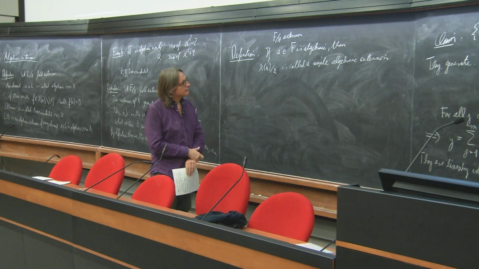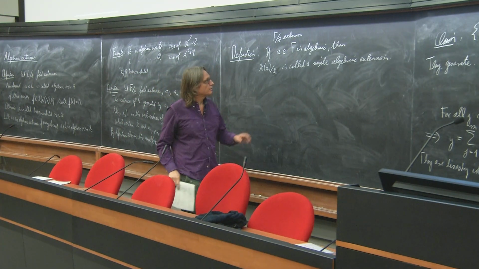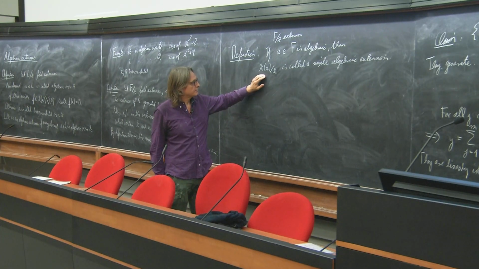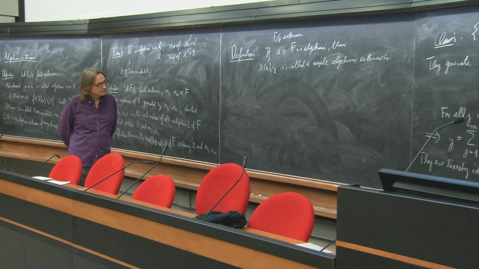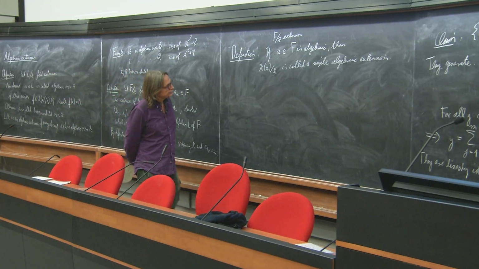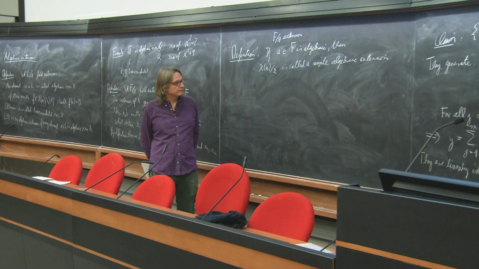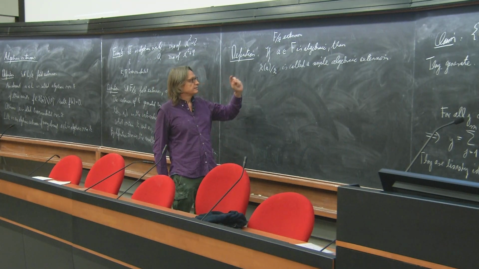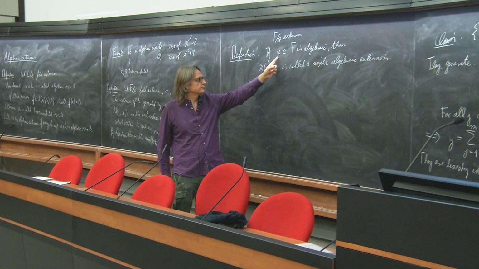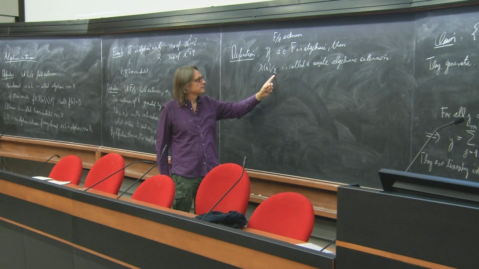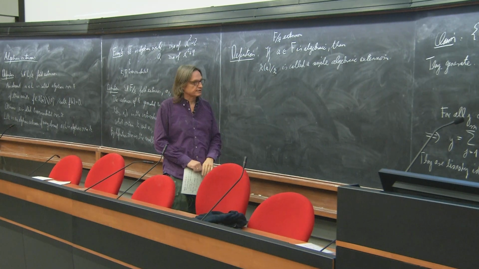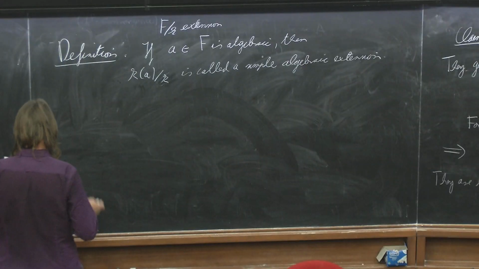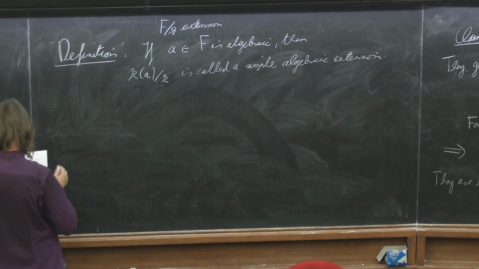So now we have to find out how to understand such a simple algebraic extension. And the simple algebraic extension can be understood in terms of its minimal polynomial. So this will be an irreducible polynomial with coefficients in K such that A is a zero of it. So in terms of this polynomial, we can explicitly describe this field extension. So let me introduce this.